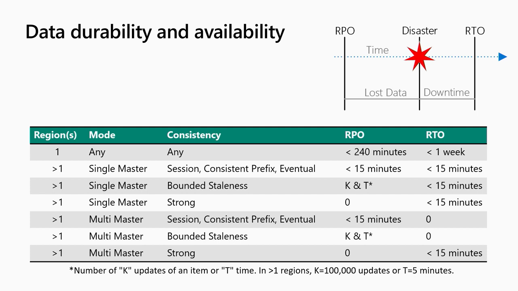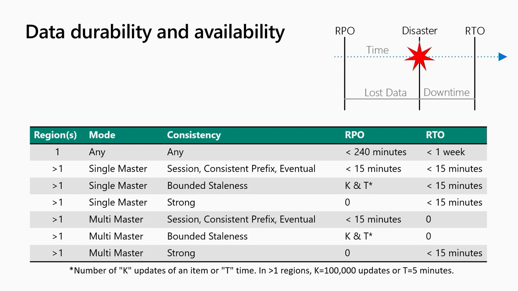For bounded staleness, with single master and multiple regions, you're at about 100K updates or about 5 minutes for RPO, with the same RTO. And then for strong, of course, your RPO is going to be 0, right? Because I've replicated to another region. So if that region goes down, I'm safe, right? But I had to trade off something for that, didn't I? The latency. And then RTO, 15 minutes.